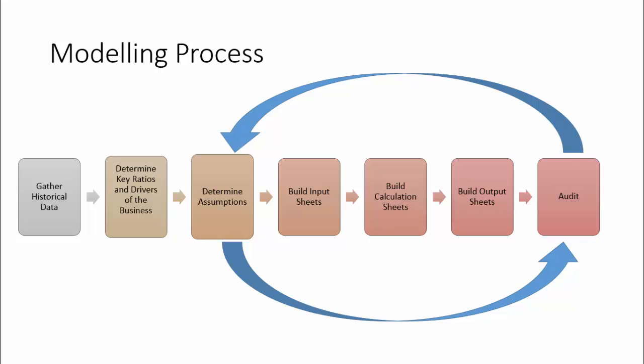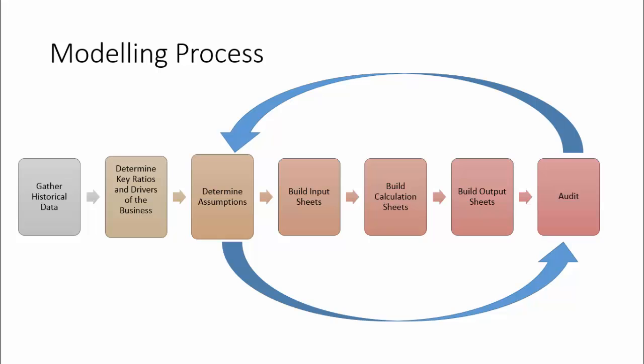Here's the modeling process. We gather our key historical data, determine our key ratios, then we determine our assumptions. And then here's something quite important, is to separate these three things. So the inputs must be separated from the calculations, and that must be separated from the outputs. The user will typically put in their inputs, what's the sales growth, what's the margin. We will then do the calculations on a separate sheet, and then finally on a third sheet, or fourth sheet, we'd have things like our income statement, graphs, balance sheets.